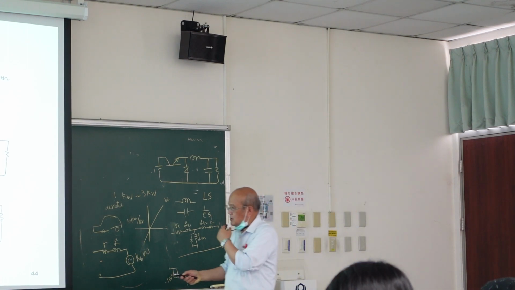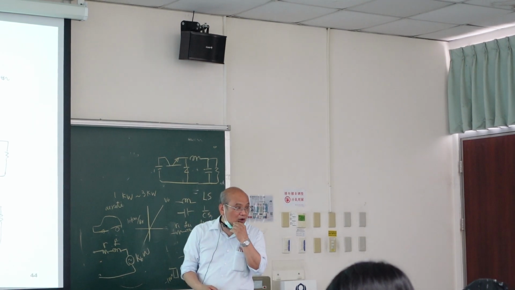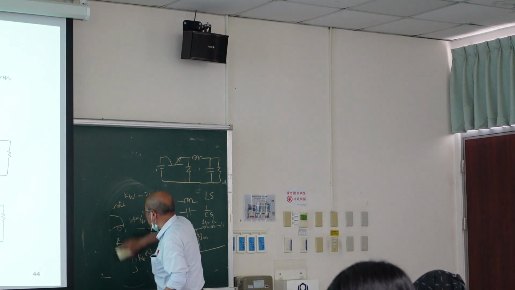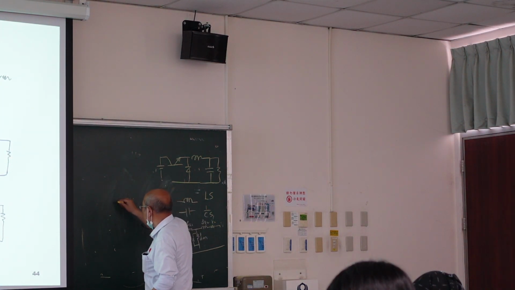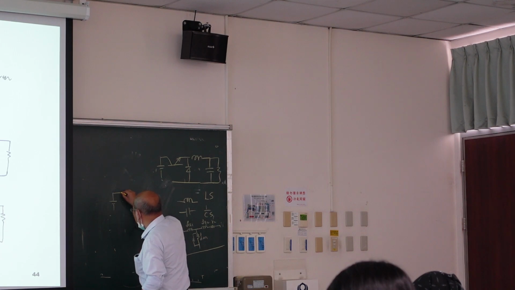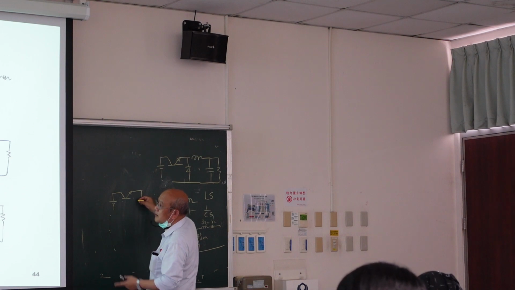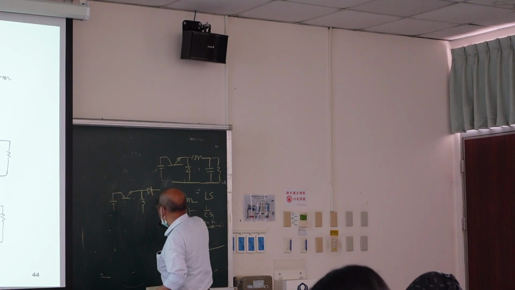Then you ask, why do I need this? Because you need closed loop control, right? If you need closed loop control, you need to know your model. Otherwise, how can you design a controller? So now I have this one. For example, this is a boost converter.